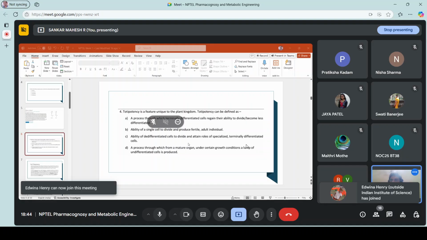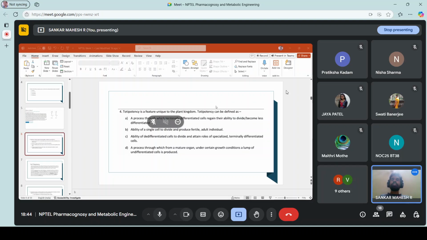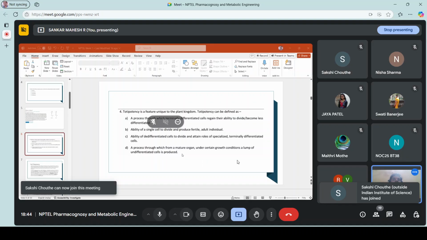So the next question is, totipotency is a feature unique to the plant kingdom. Totipotency can be defined as, and four different options are given. A, a process through which terminally differentiated cells regain their ability to divide or become less differentiated. Option B is the ability of a single cell to divide and produce a fertile adult individual. Option C is the ability of de-differentiated cells to divide and attain roles of specialized terminally differentiated cells. And option D, it's a process through which, from a mature organ under certain growth conditions, a lump of undifferentiated cells is produced.